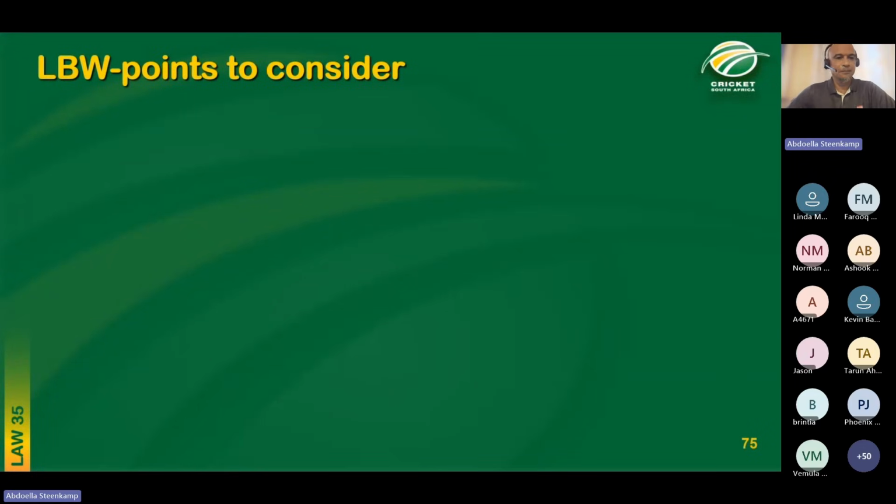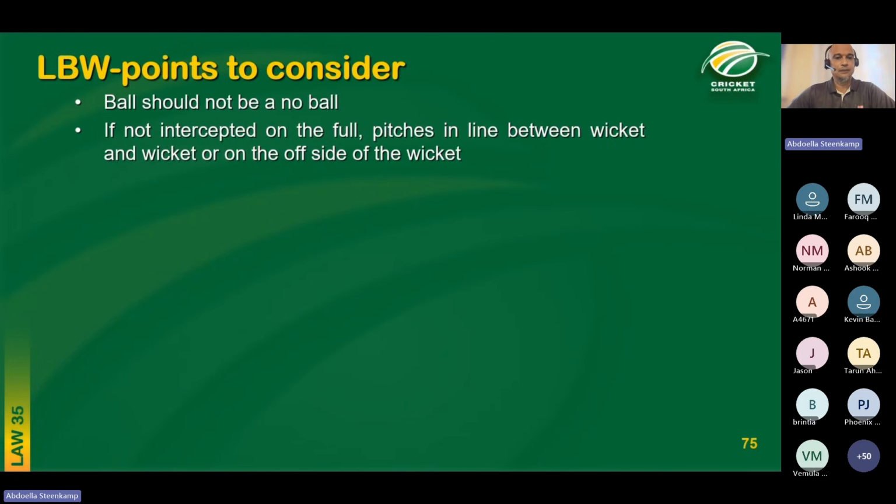So let's recap on when there is an LBW appeal, what do we consider? Firstly, ball should not be a no ball. It needs to pitch in line between wicket and wicket or on the off side of the wicket. When it comes to pitching, either in line or on the off side. That's why you always hear if a ball pitches outside leg, can never be out LBW. This is why the law is specific. It wants that ball to either pitch in line or on the offside.